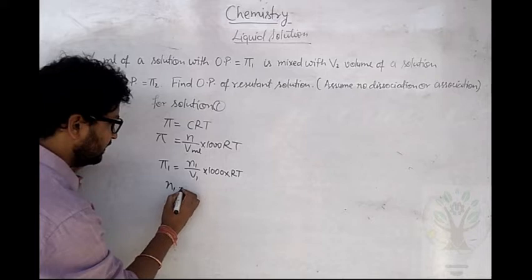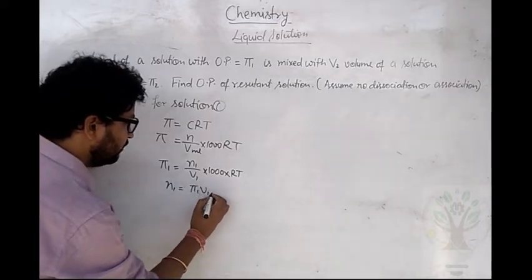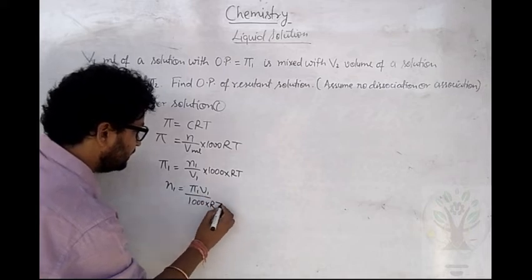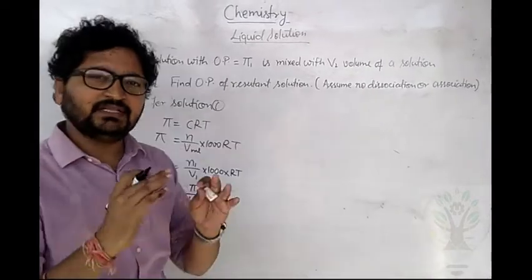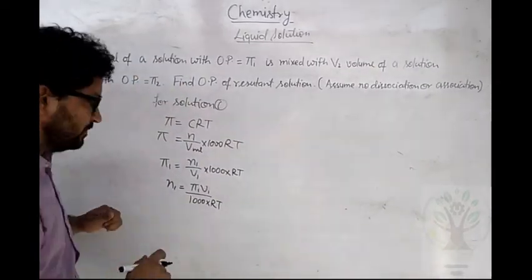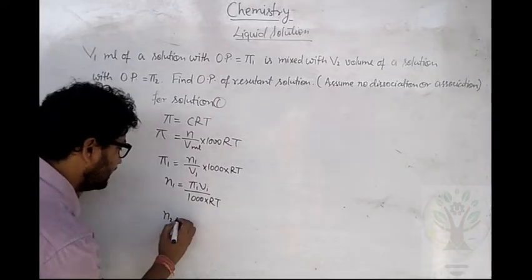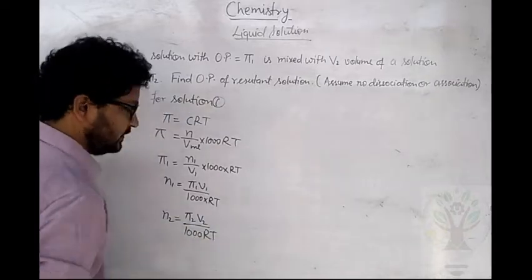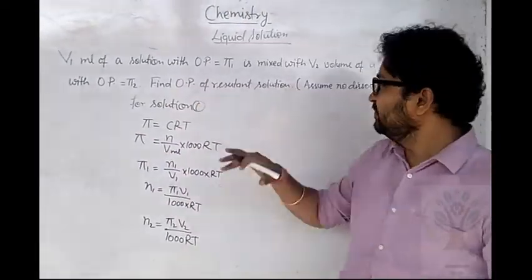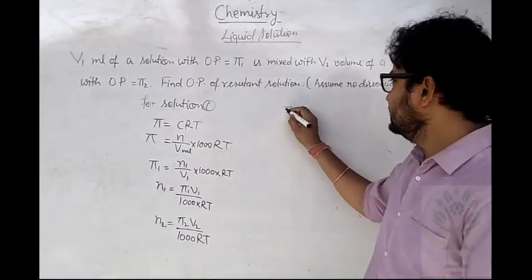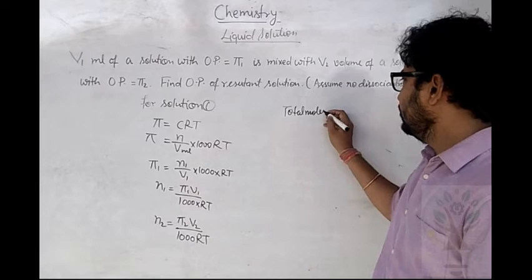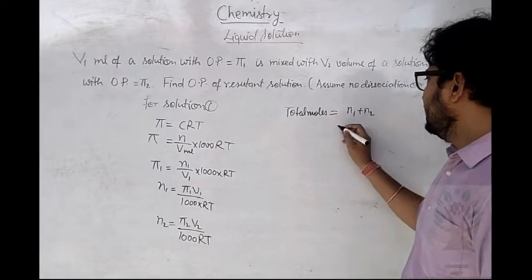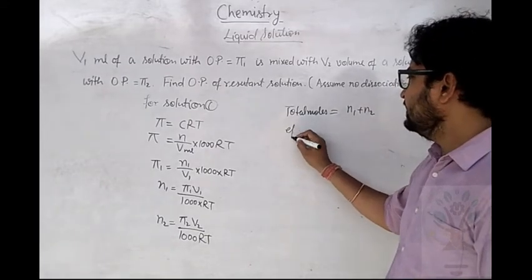Okay. Now can you tell me the value of N1? N1 will be pi 1 into V1 divided by 1000 RT. This is the value of N1, the moles present in solution number 1. Now what will be N2? Similarly, N2 will be pi 2 V2 upon 1000 RT. N2 is the moles of solute present in solution 2. Now total moles will be nothing but N1 plus N2. Is this clear?